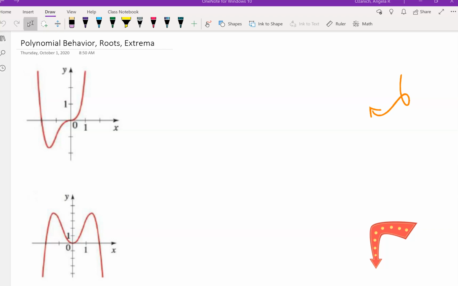We are going to get into this discussion about behavior of polynomial functions, how to find zeros, how many zeros it may have just by looking at it, and the extrema or turning points, okay?